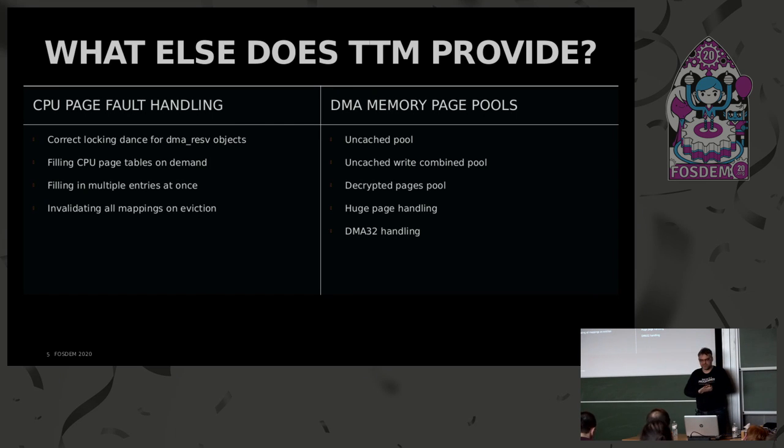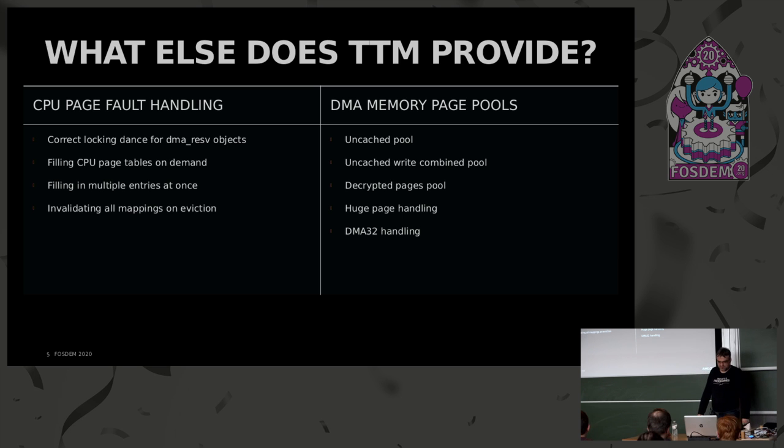Other functionalities that TTM provides. A big functionality when you want to move buffers around is that you need to make sure that nobody is accessing that buffer. When the kernel moves a buffer from A to B, you need to make sure that neither the GPU nor the CPU is still accessing A and writing changes to A while the thing is copied to B.